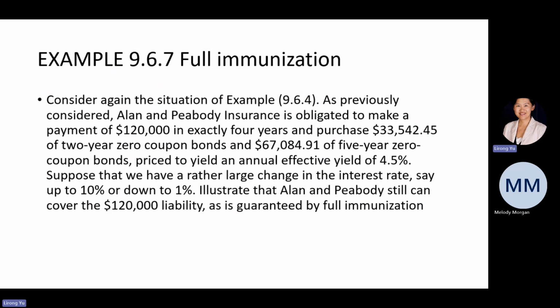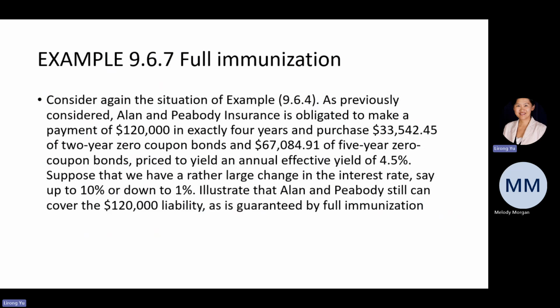So this is an example. We're going to talk about how it works. Most of them end up being a system of linear equations anyway. So here, suppose it's a similar scenario. Let's say we have to pay 120,000 in 4 years. So we purchase a 2-year zero coupon bond and a 5-year zero coupon bond. Okay, and then suppose we have a larger interest rate change, 10% or 1%. We want to see if it's fully immunized.